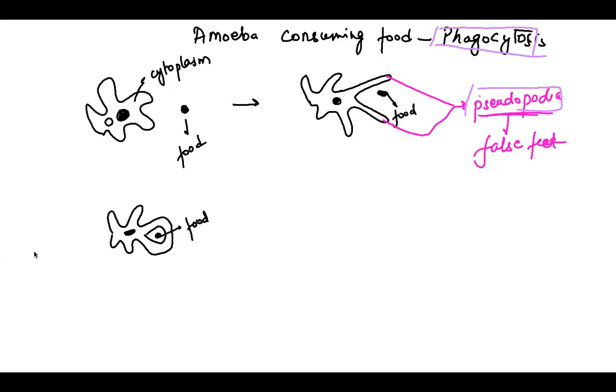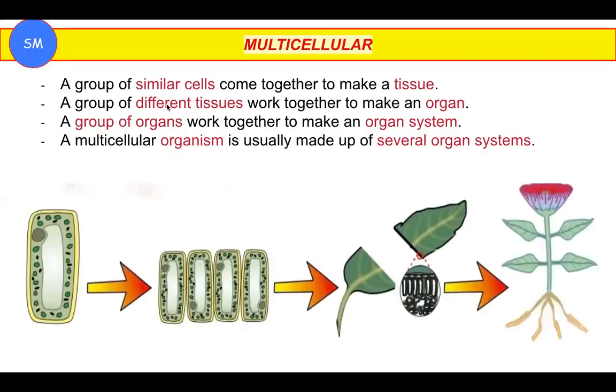Now we will move to multicellular organisms. We will see what a multicellular organism is. A multicellular organism is also made up of cells, but not a single cell. It's multi-cell. Like we will see this flower and how it is made up. Basically a single cell is there, and these single cells combine together to form a tissue.